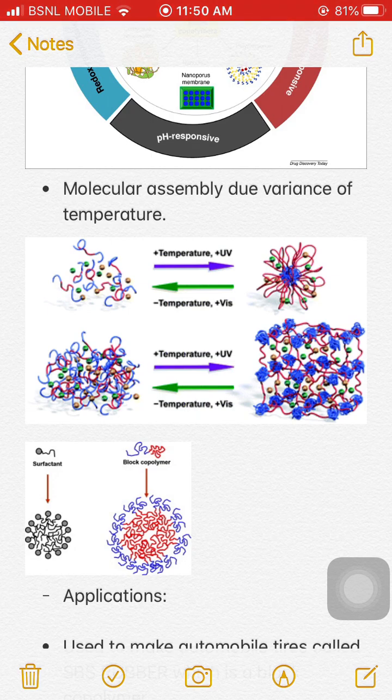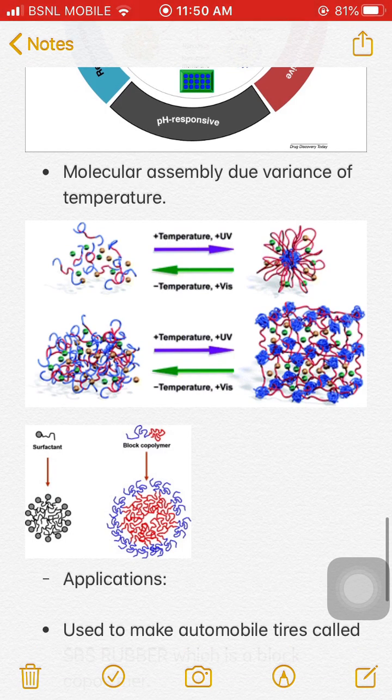So here the representation is given in such a manner that you have a block polymer. In the first figure you have a block polymer, and when you increase the temperature in presence of UV light, you can have a micelle. It is a reversible reaction, so when we decrease the temperature in presence of visible light, you get the initial block polymer. Now if a large number of block polymers are taken and the same thing is repeated, you will get a cube like micelle form, like a clustered form is obtained.